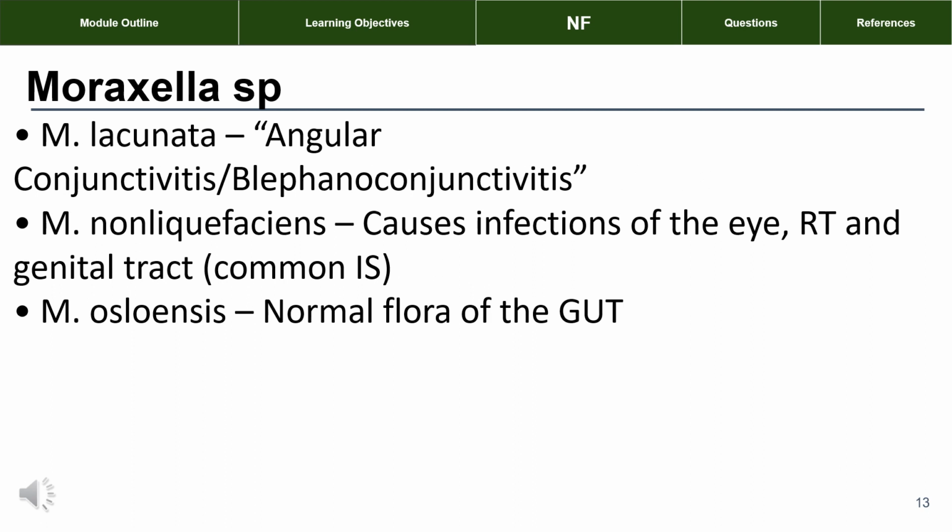There are three Moraxella species that you have to remember. This is your M. lacunata. This causes angular conjunctivitis or blepharoconjunctivitis. You also have your Moraxella nonliquefaciens. This causes infections of the eye, your RT and genital tract. And lastly, you have your Moraxella osloensis, which is the normal flora of your gastric tract.